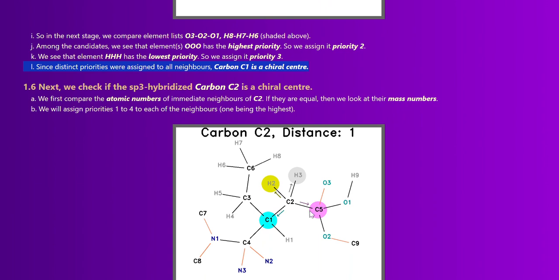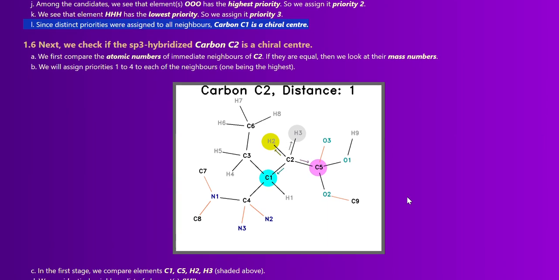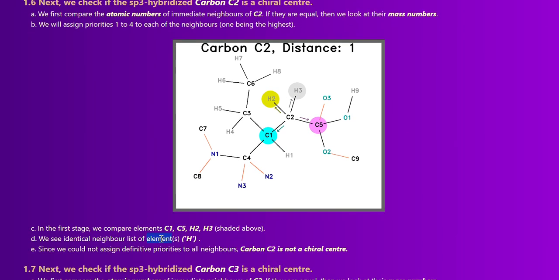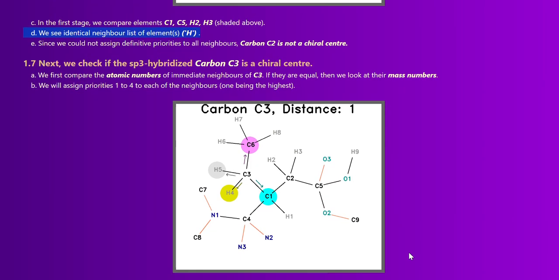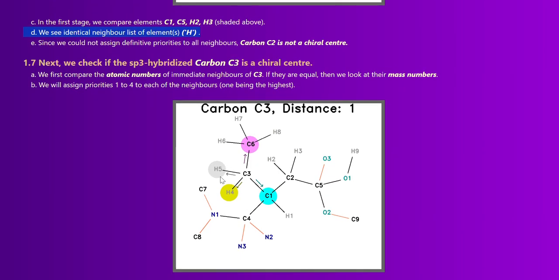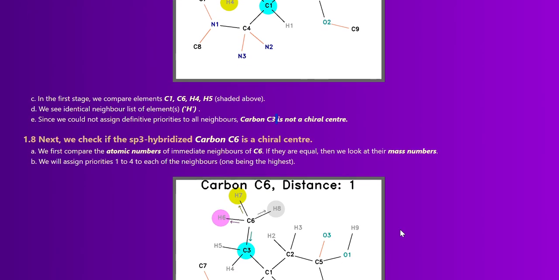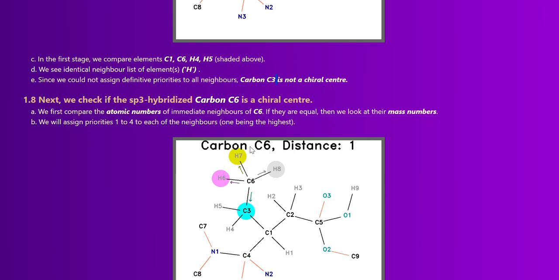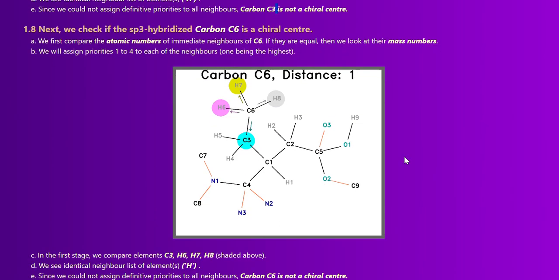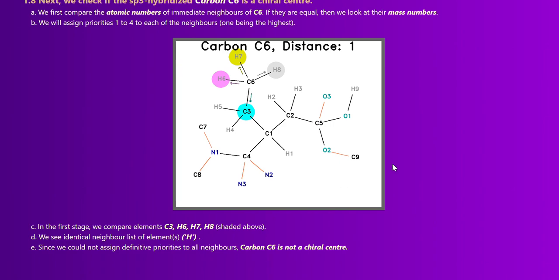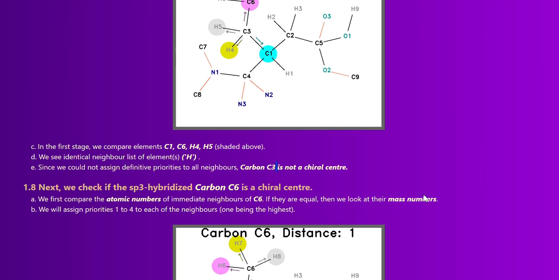Okay. Now let's move to C2. When it compares the immediate neighbors, it sees that there are two hydrogens here, and there cannot be any tie break between these two hydrogens, which means that C2 cannot be a chiral center, right? What about C3? C3 again has two hydrogen atoms, so C3 is also not a chiral center. Similarly for C6, C6 has in fact three hydrogen atoms, so C6 also cannot be a chiral center.